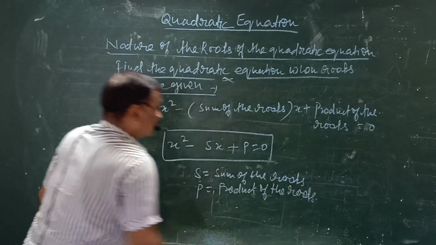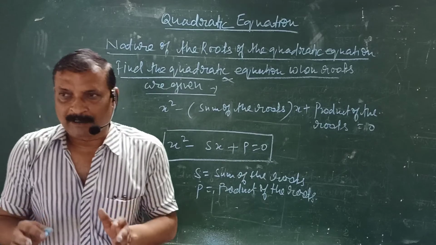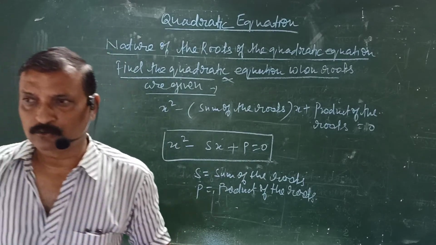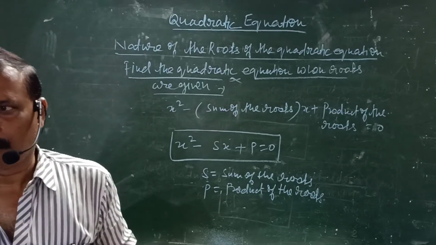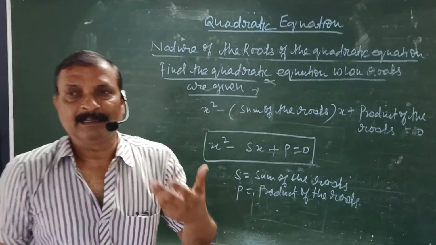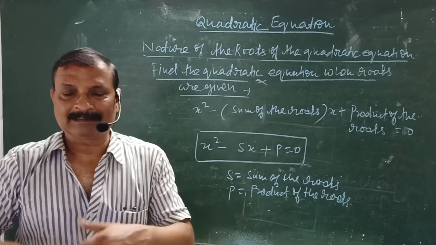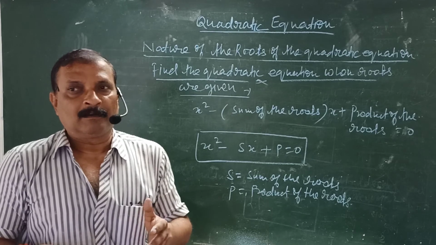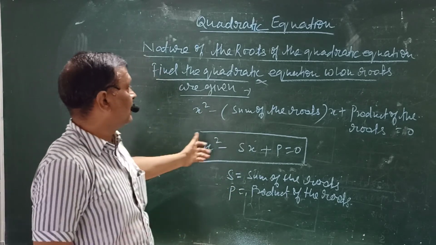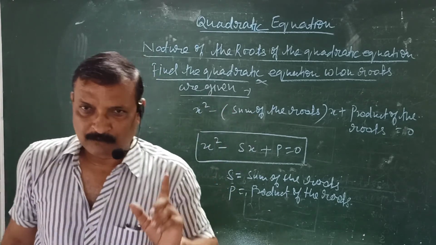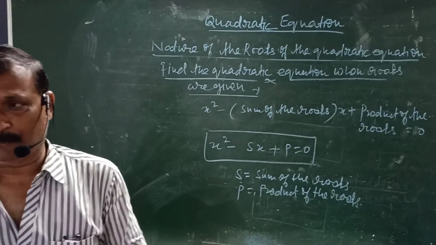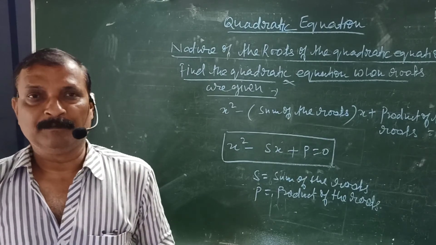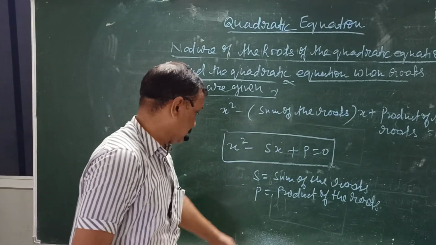So in this lecture we found some formulas for the quadratic equation: sum of the roots, product of the roots, the quadratic equation when the roots are given, and then the nature of the roots. We will discuss some examples for these formulas in the next lecture. Today it is sufficient for you to learn these formulas, and next lecture we will meet again. Okay, thank you.